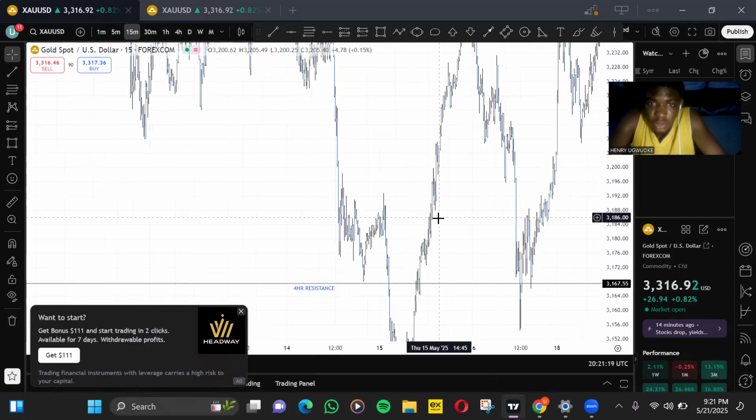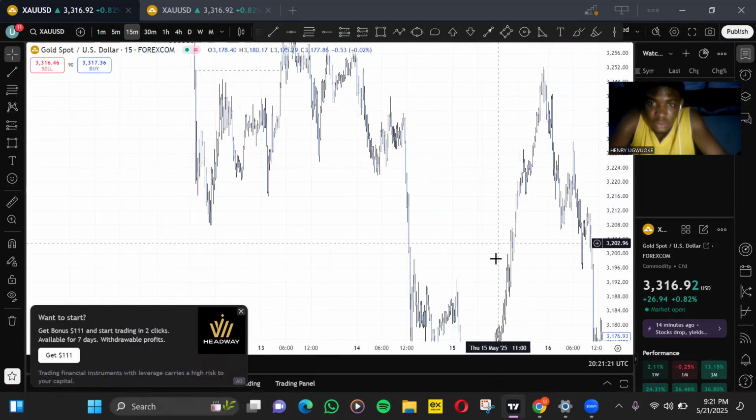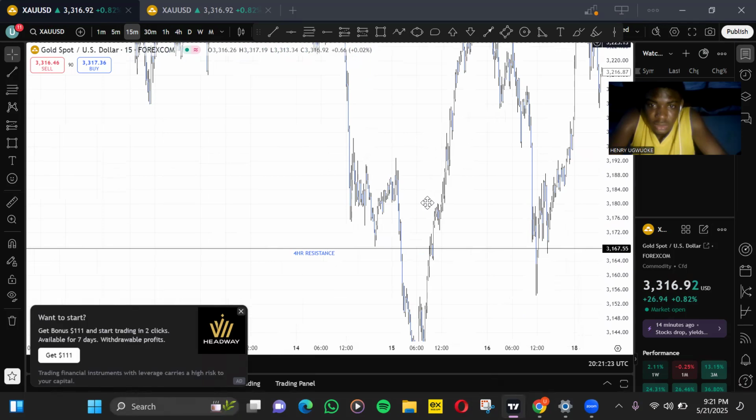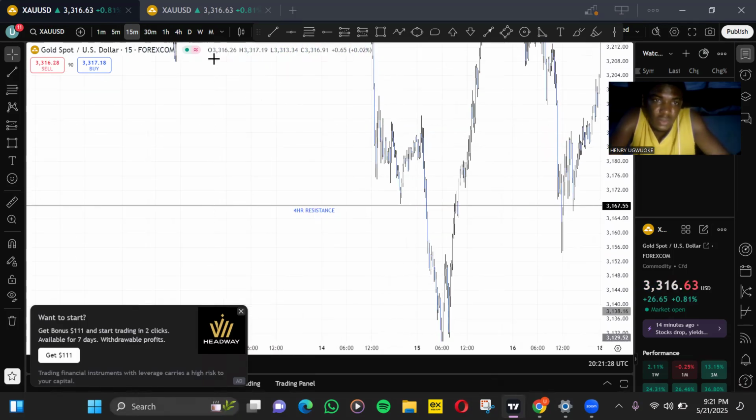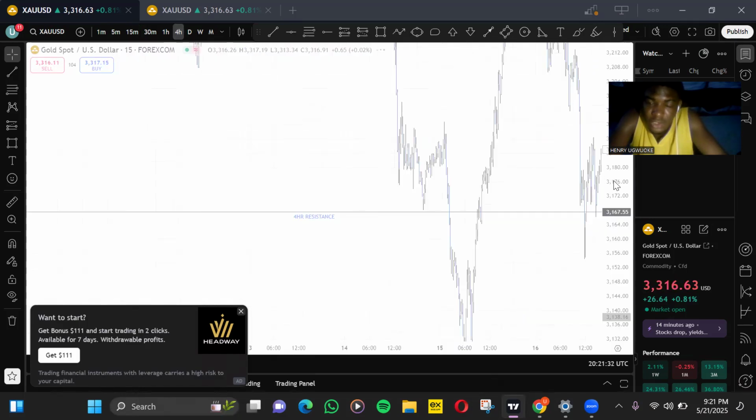I think that was all for the sales until it tapped into a zone in the 4 hour again and still reversing. So that's the importance of directional bias. Once you know the bias of the market, it makes trading much easier for you.